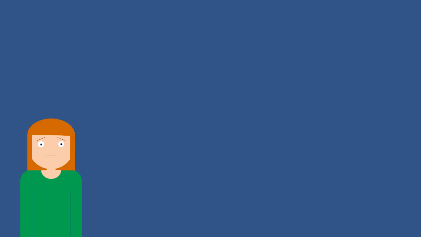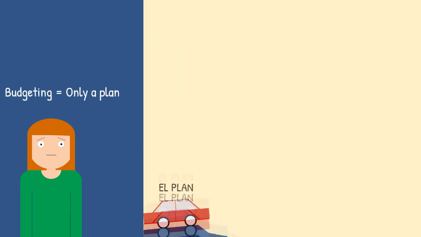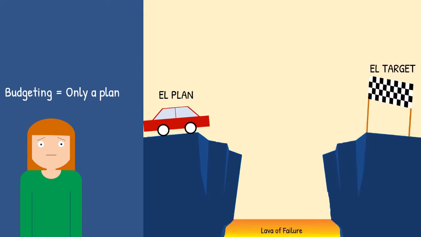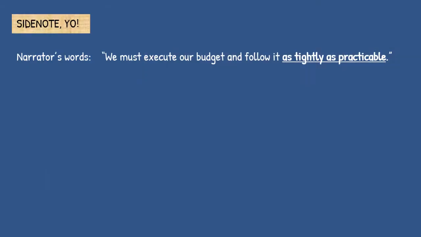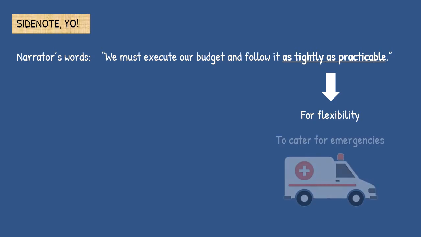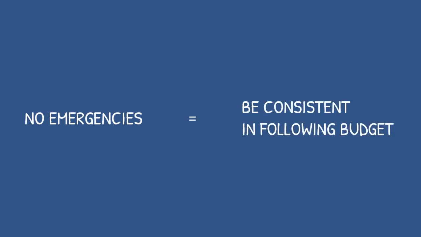It must be kept in mind that budgeting is nothing more than a plan. Plans on their own will go nowhere. We must execute it and follow it as tightly as practicable. I use the term as tightly as practicable because there is a need for flexibility when executing your budget. In other words, to cater for emergencies. Nonetheless, should there be no emergencies, we must be consistent in following our budget.